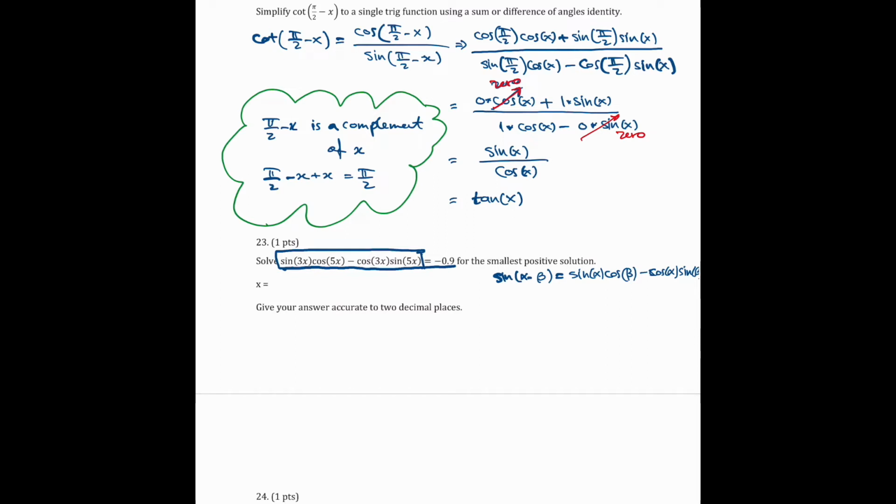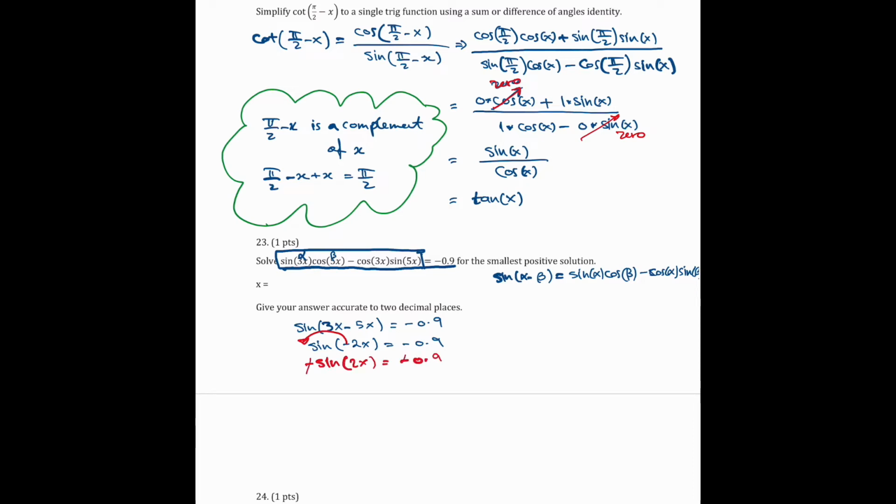So comparing these, I notice that this is the difference formula, which I can rewrite the left-hand side of this equation as sine, where alpha is 3x and beta is 5x, equals negative 0.9. Now, I have sine of 3x minus 5x, which is negative 2x, equals negative 0.9. I know sine is odd, so the negative comes out. So this becomes negative sine 2x equals negative 0.9.